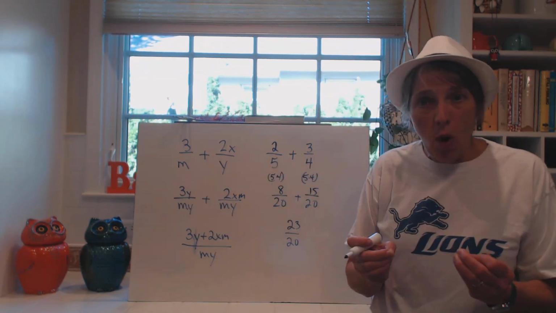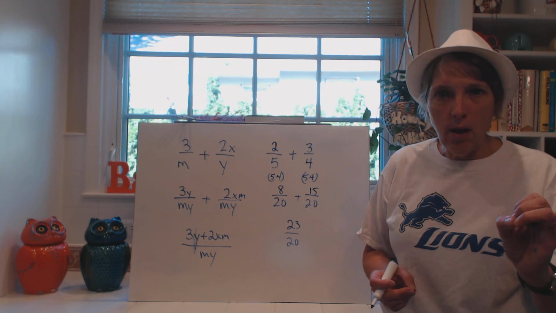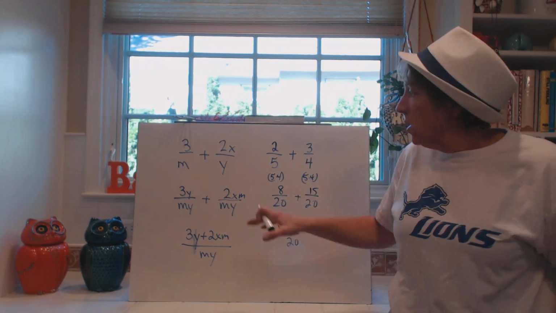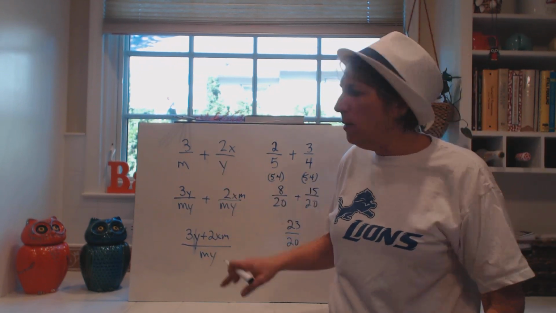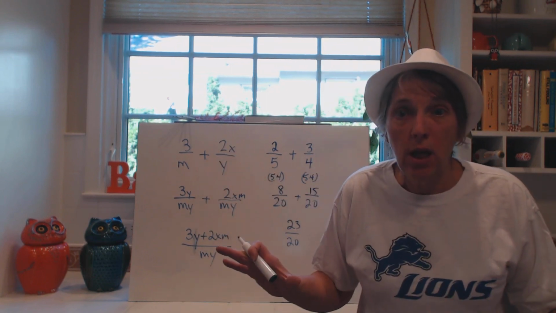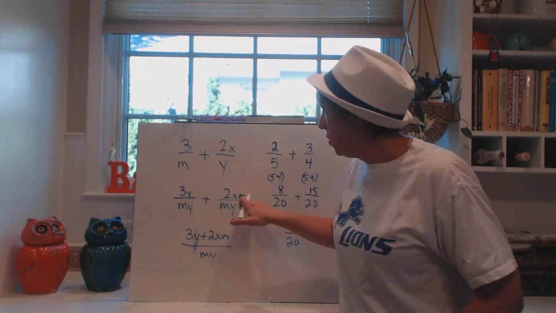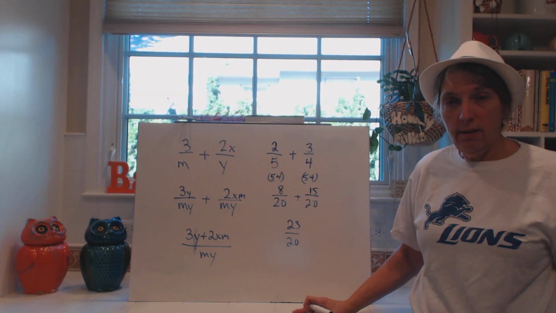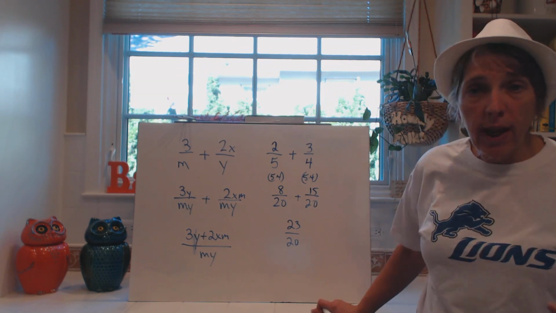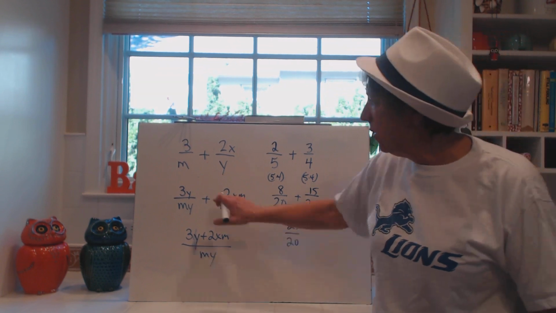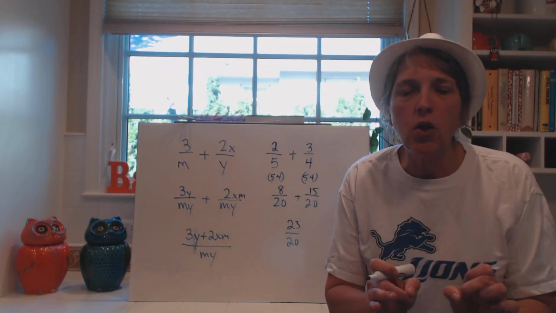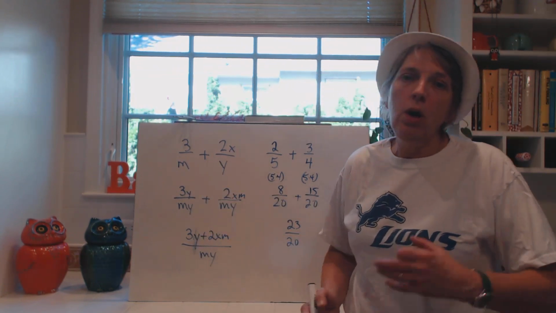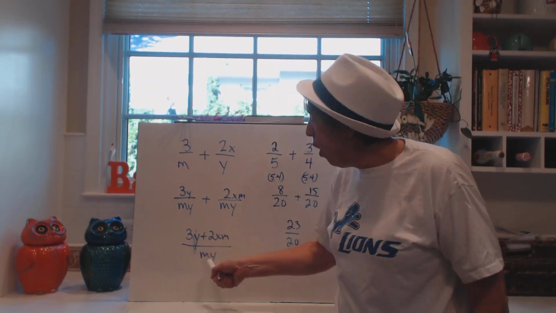Then Y goes into MY with what left over? Y goes into MY M times, because M times Y is MY. M times 2x is just shove them together. 2xm or 2mx. Now, here we were able to add 8 and 15. Yeah. When we got 23, we can't simplify because we had to add to get them. 3y plus 2xm are not like terms. We can't add them, but we can shove them together and say 3y plus 2xm or 2xm plus 3y. I don't care. Over my.